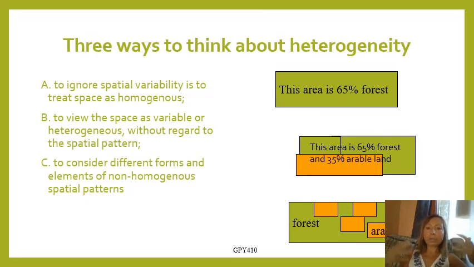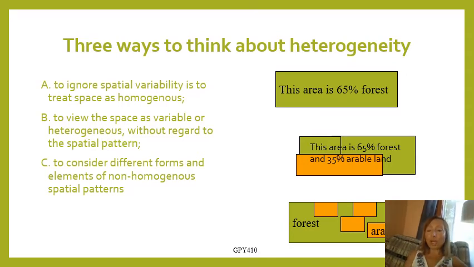The other way, which is a little bit better way of thinking of heterogeneity, is to view the space as variable or heterogeneous, but without really regarding the spatial pattern of this. We can simply represent the landscape on our map saying that this landscape consists of 65% forest and 35% arable lands, but we really don't know how exactly this forest and arable land are interacting with each other in space.